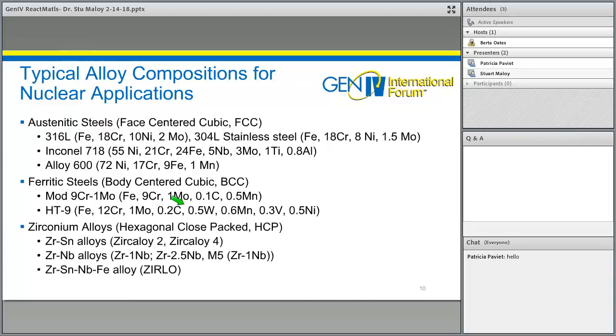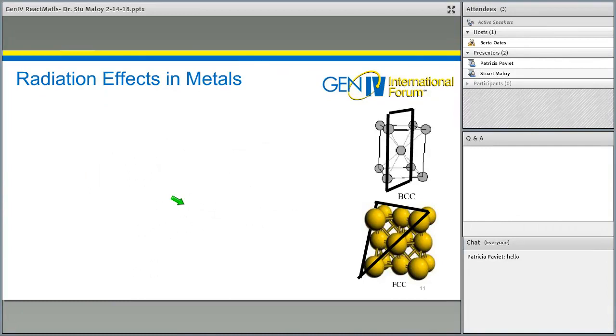And then zirconium alloys, of course, are also typically used as cladding materials in thermal reactors because of their low thermal neutron cross-section. So those are typical materials.